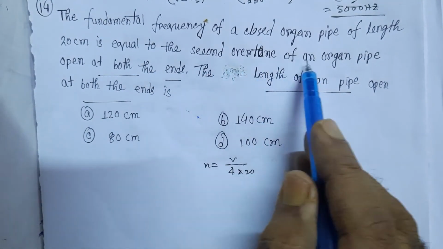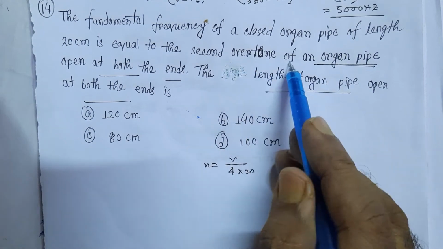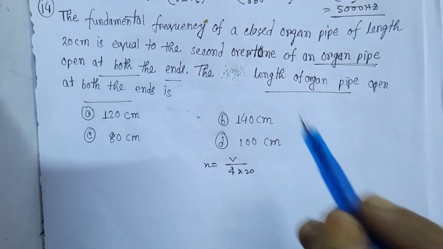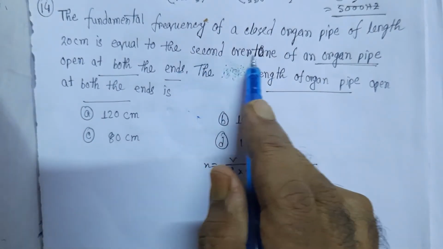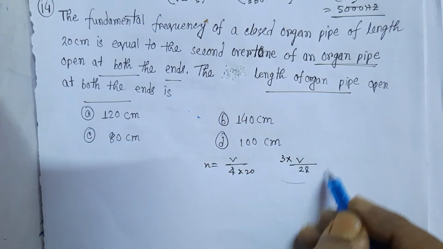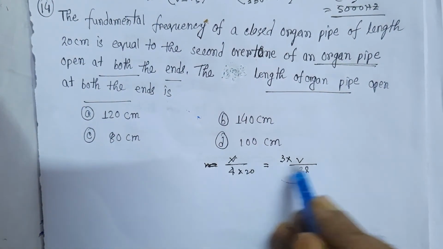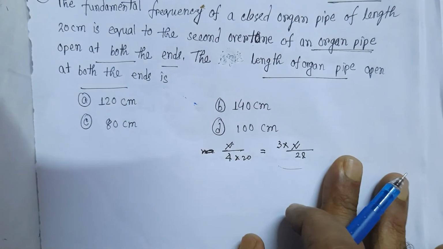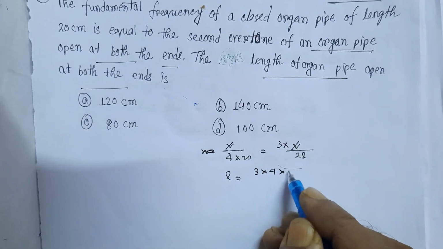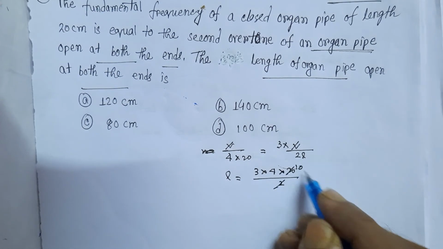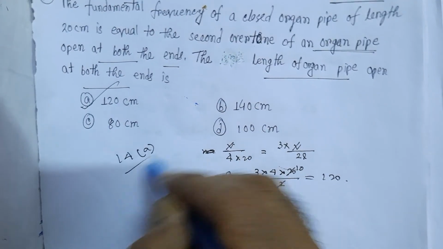Now, second overtone means third harmonic of an open organ pipe. For the open organ pipe, the fundamental frequency is V by 2L. Second overtone means third harmonic. So the frequency is 3V by 2L equals V by 4 into 20. V being cancelled out, now we have to calculate L. So L equals 3 into 4 into 20 by 2, which is 120 centimeter. So the correct option is A. The correct option to question number 14 is A.